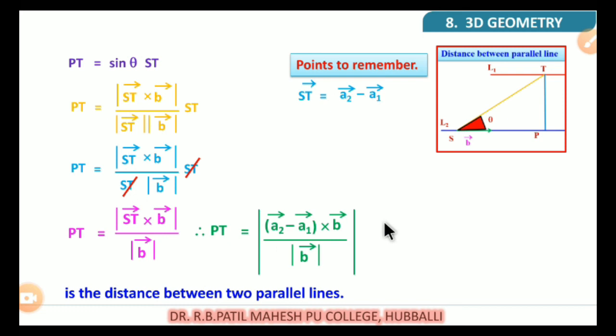So, students, please remember these two formulas. One is the distance between two skew lines, which we have already taken as the shortest distance between two skew lines, and this one is the distance between two parallel lines. Based on these two formulas, in the next video we are going to solve some problems. These are very, very important for your annual examination.